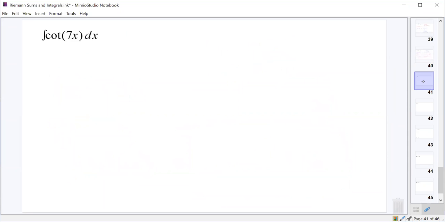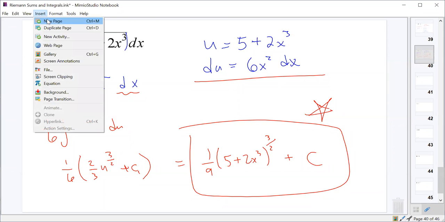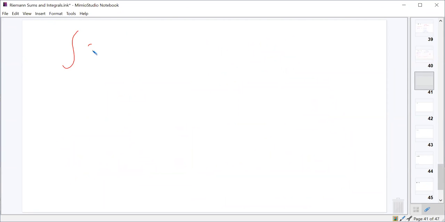We got an integral of cotangent of 7x. So before we do this one, in fact, I want to go back here. Let's just do an integral of cotangent of x. How do we integrate cotangent x without having just memorized the formula? How do we do the u substitution for it? You can do cosine over sine, and then you have to do something.